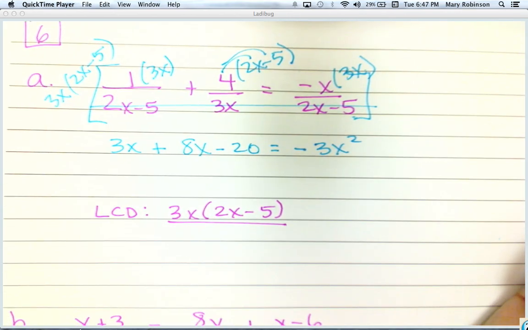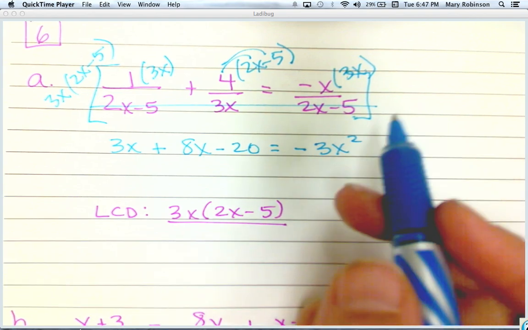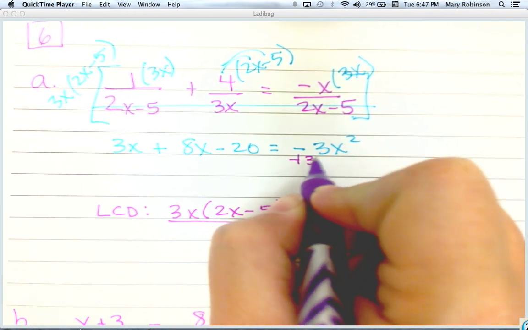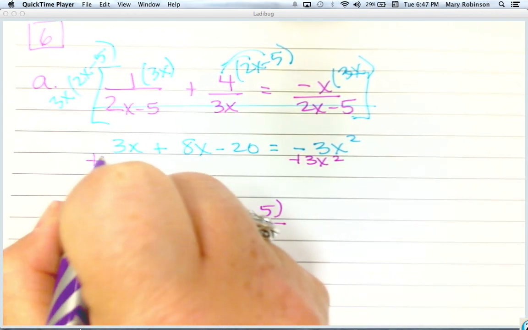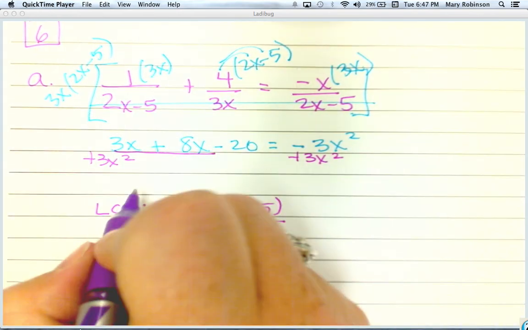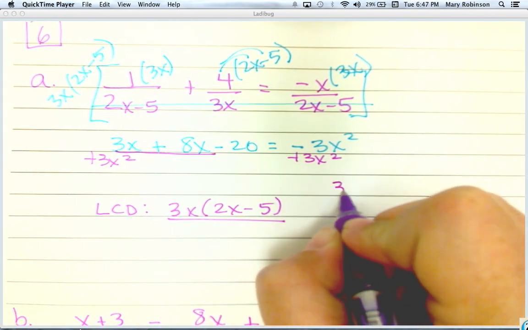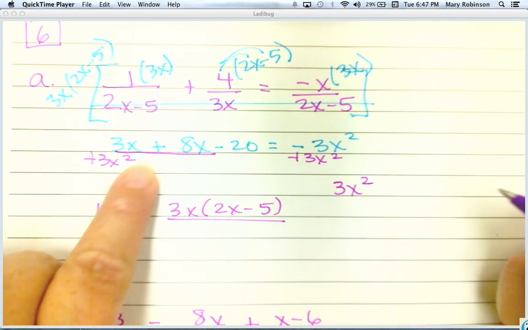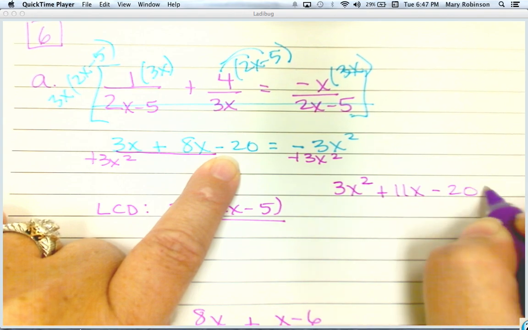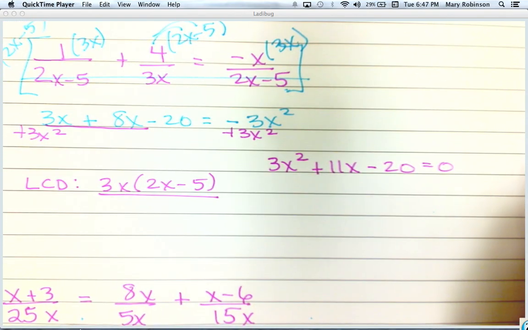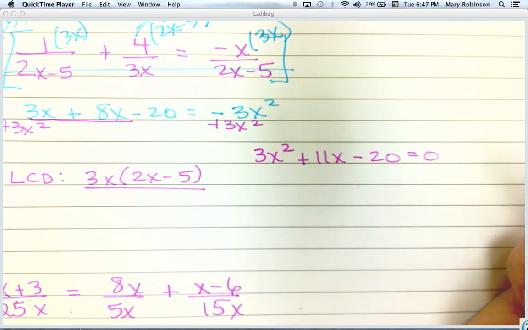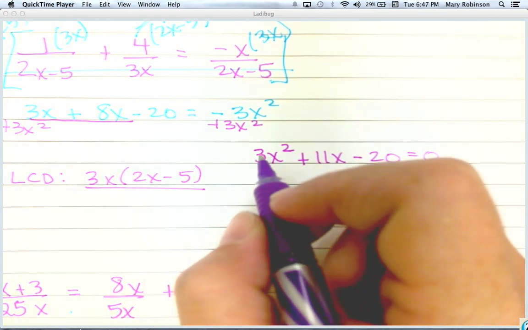Now this is a quadratic equation. So that means we always want to move our quadratic term to make it positive. So I'm going to add 3x squared over here. And because I have 3x and 8x, I'm going to add those together. So I'll come over here. 3x squared, 8x plus 3x is 11x, minus 20 is equal to 0. At this point here, you can try factoring. If factoring didn't work, then certainly quadratic formula or completing the square can work.